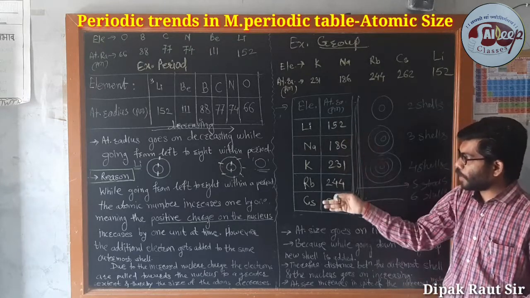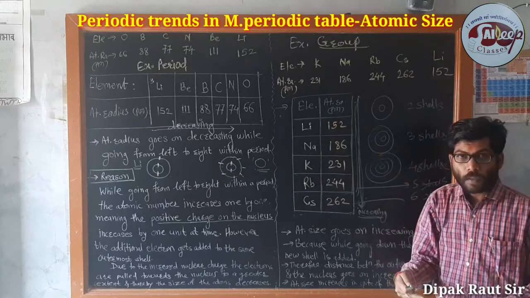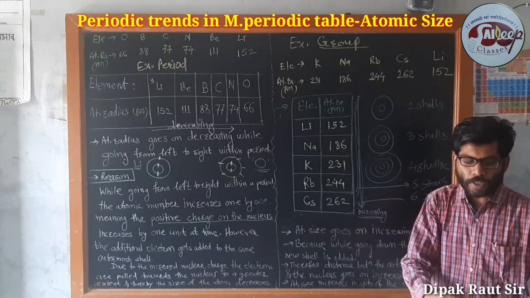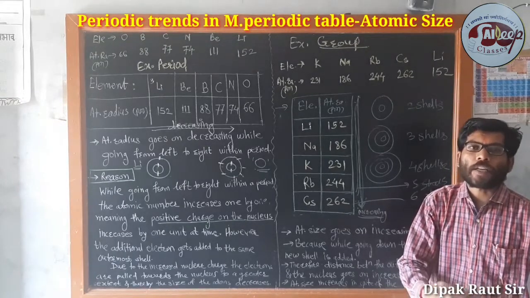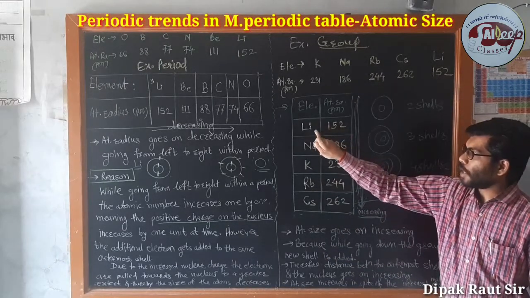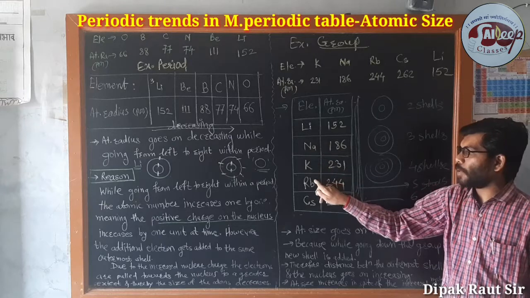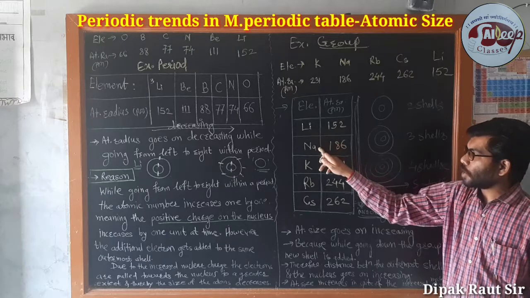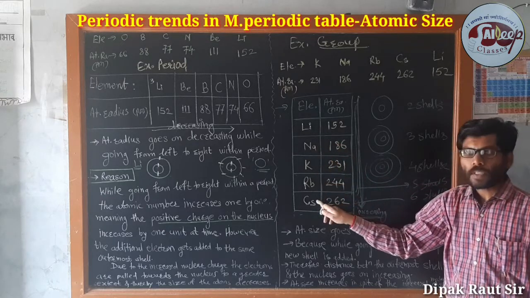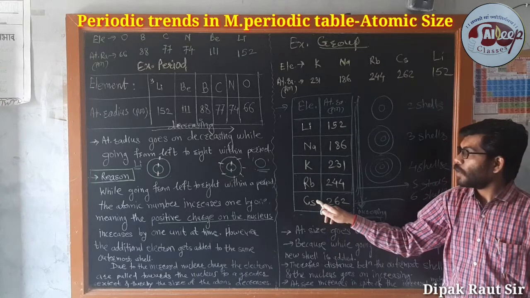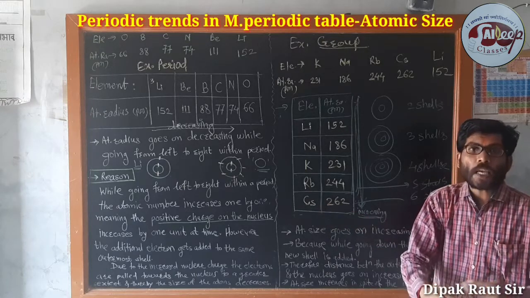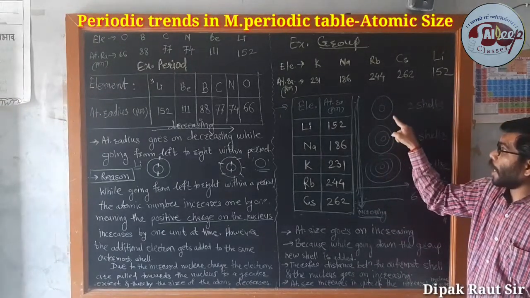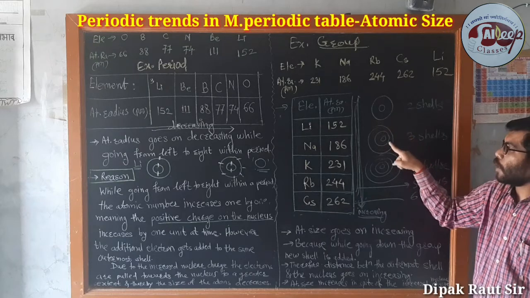That means when we go down the group, the period changes and one shell is added. This is the second period, third period, fourth period, fifth, sixth period: 2 shells, 3 shells, 4 shells, 5 shells, and 6 shells. Down the group, 1 shell is added. This is 2 shells, but there are 3 shells.